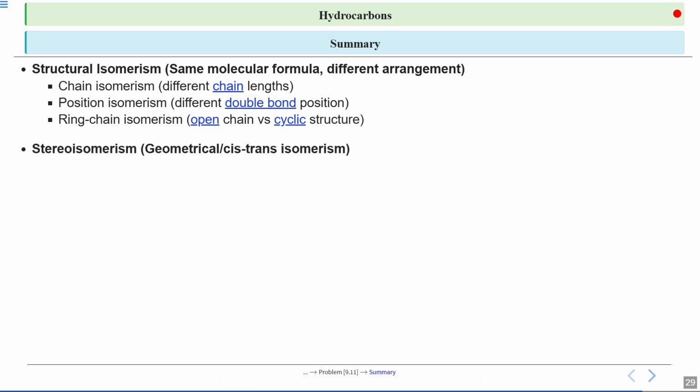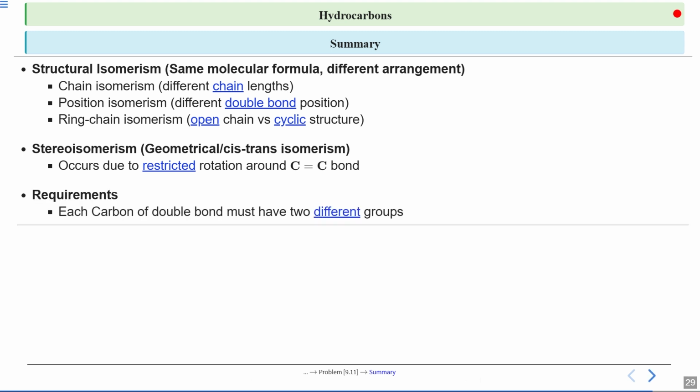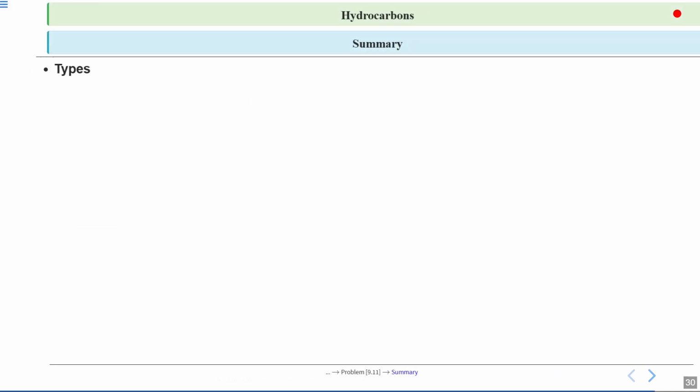Next we have stereoisomerism. The stereoisomerism shown by your alkene is geometrical isomerism or cis trans isomerism. It occurs due to the restricted rotation about the carbon-carbon double bond, because the extra pi bond creates a resistance to the rotation. What is the requirement for an alkene to show geometrical isomerism? Each carbon should have two different groups, and only then can your double bonded carbons show cis trans isomerism.